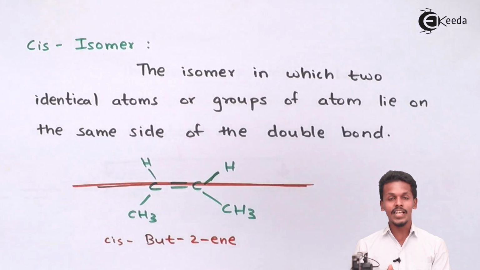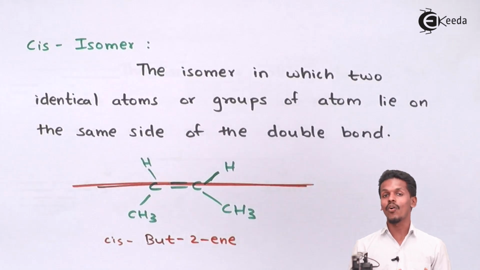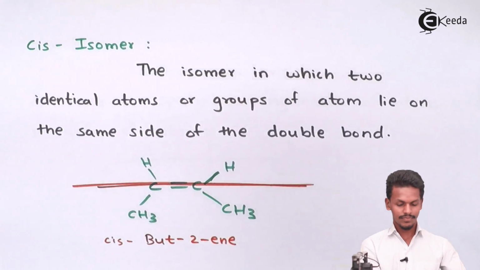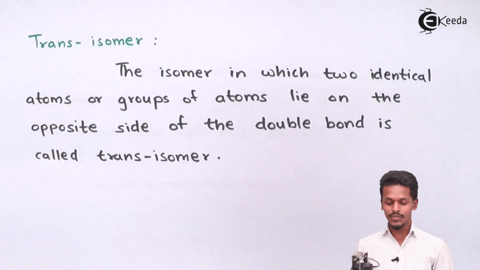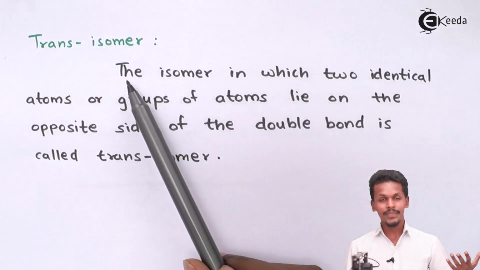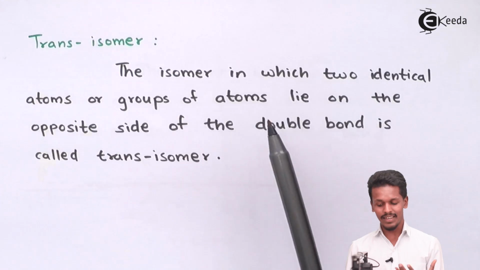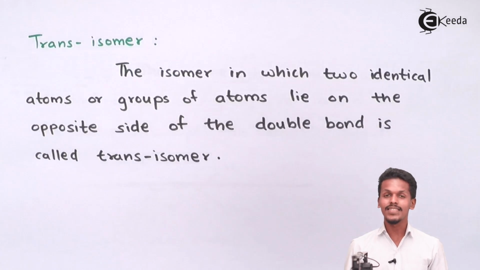So this is the cis isomer, and this isomer will have different properties than the other isomer that we are going to talk about, the other part of the geometrical isomer, that is trans isomer. In this case, as we can read on the screen, the trans isomer is the isomer in which the 2 identical atoms or groups of atoms lie on the opposite side of the double bond.